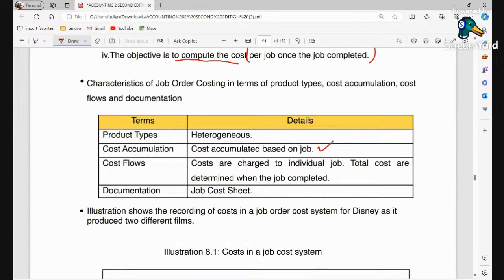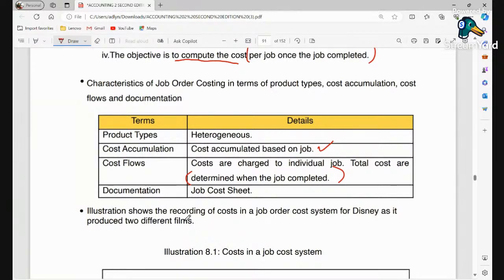Okay, so cost flow. Costs are charged to individual jobs. So total costs are determined apabila job telah disiapkan. Once the job is completed, then you are able to determine the total cost. So for job order costing, we are going to do a documentation that is called the job cost sheet. Whenever you see a document by the name of job cost sheet, we know that actually the costing that we are doing or preparing for this particular product is job order costing.